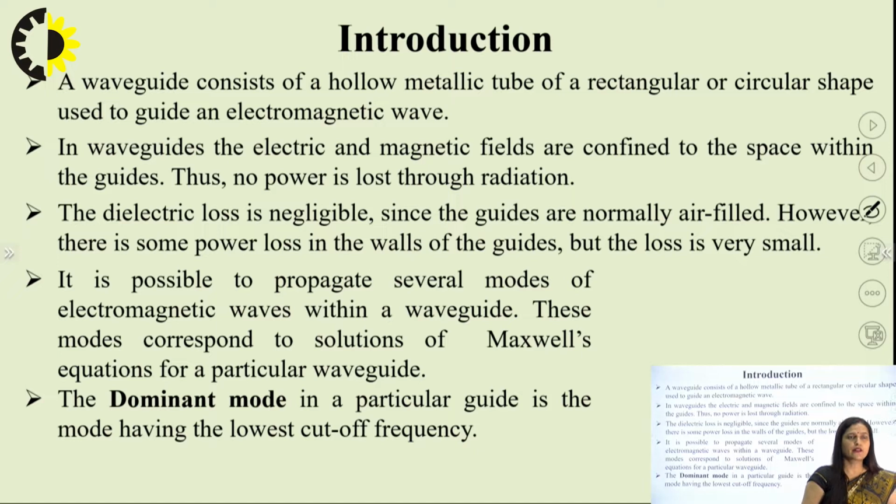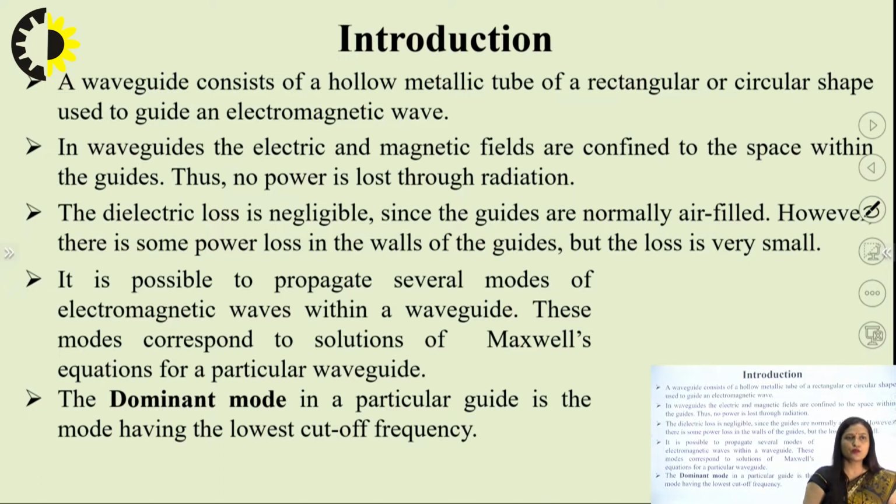In a waveguide, the electric and magnetic fields are confined to the shape within the guide. So there is no loss of power because of radiation. However, there are some dielectric losses because of the wave striking the inner wall of the guide, but these losses are very small and negligible.